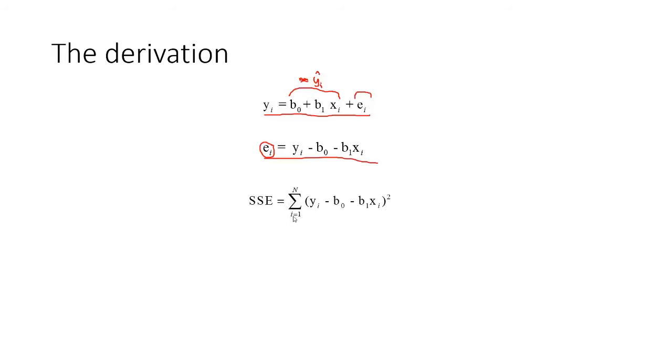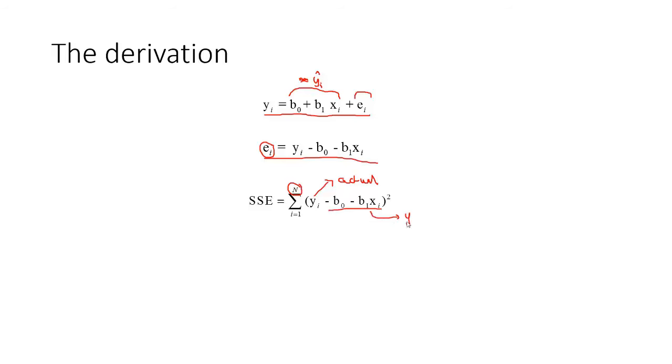So I'm going to go through i equals 1 through n. I'm going through each data point, 1 through n all the way, and for each data point I'm trying to look at the deviation between the actual and the model.